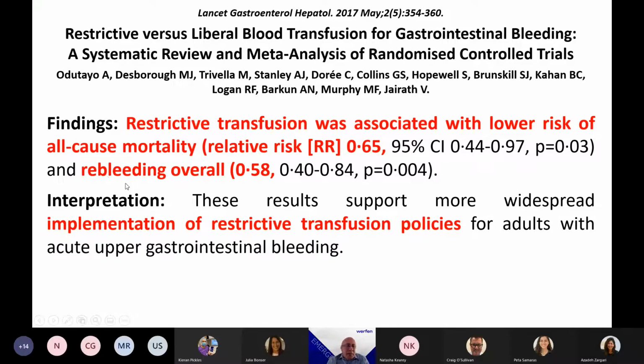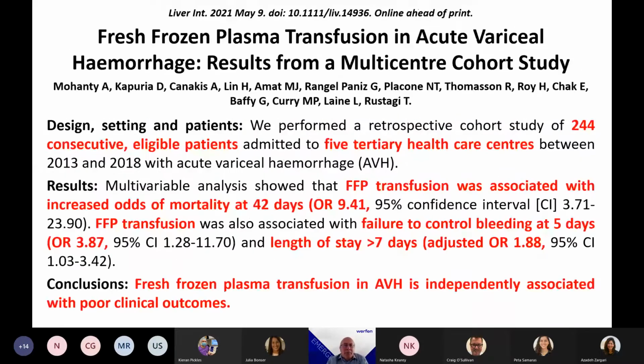And the interesting point is this is not associated with more bleeding or rebleeding. Even the restrictive transfusion was associated with less rebleeding. And here the rationale behind is, again, that liberal transfusion results in portal hypertension, and again, this results in more bleeding.